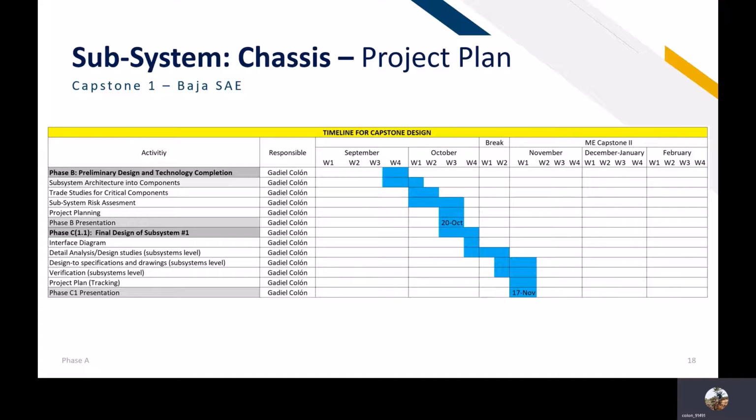This will be the project plan for the chassis subsystem. We will finish phase B in week 3 on October 20, and we will finish phase C1 in week 1 on November 17.